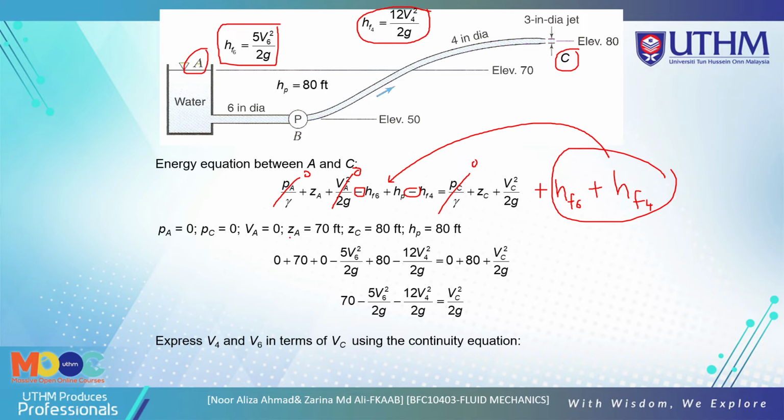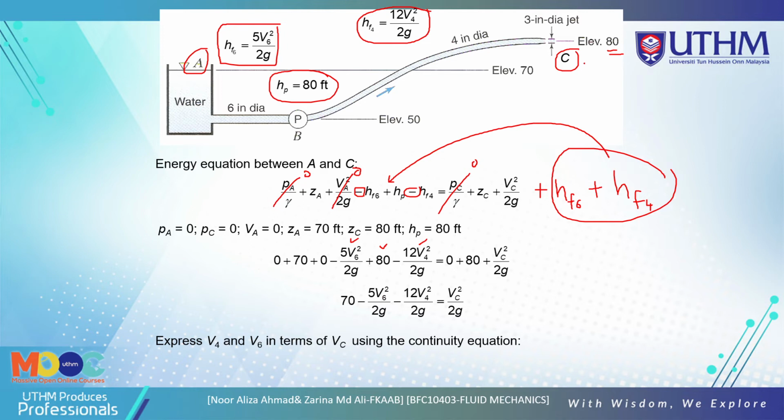And the VA, so they just have here. So 0, and ZA, the elevation, is 70. And negative HF6 here, and plus the HF4. HP is this one, and this one HF4 here. And equal to PC is 0, and ZC, the elevation, is this one. ZC, and plus VC squared over 2g.